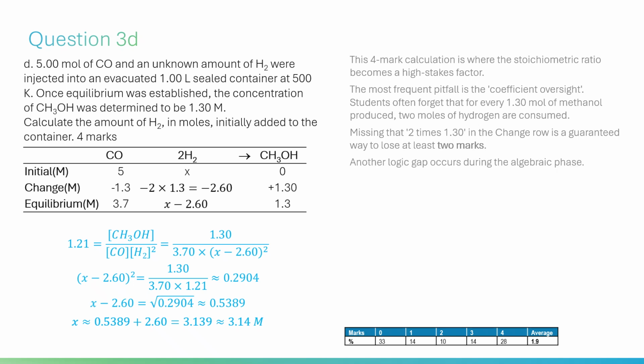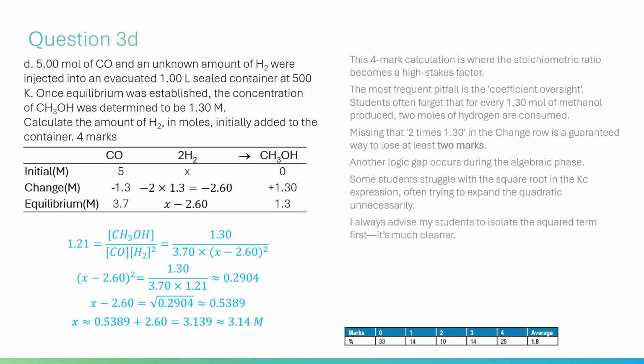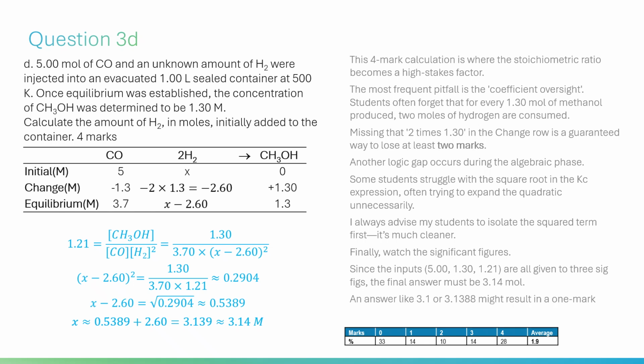Another logic gap occurs during the algebraic phase. Some students struggle with the square root in the Kc expression, often trying to expand the quadratic unnecessarily. I always advise my students to isolate the squared term first, it's much cleaner. Finally, watch the significant figures. Since the inputs 5.00, 1.30, 1.21 are all given to 3 sig figs, the final answer must be 3.14 moles. An answer like 3.1 or 3.1388 might result in a 1-mark deduction in a strict VCAA assessment.